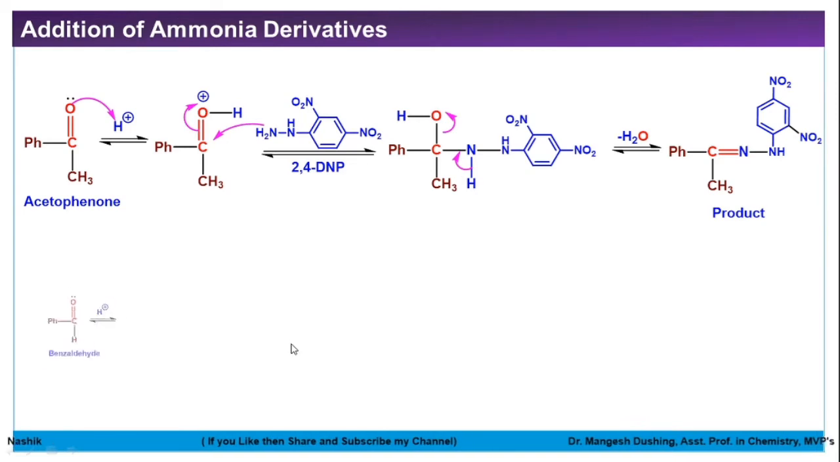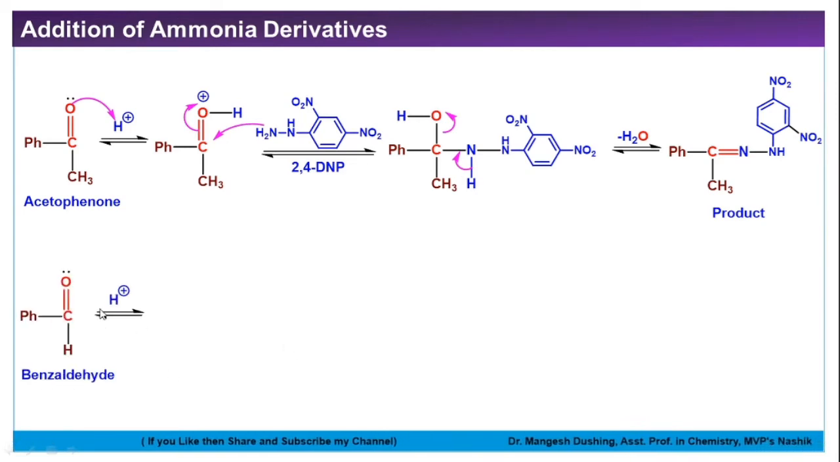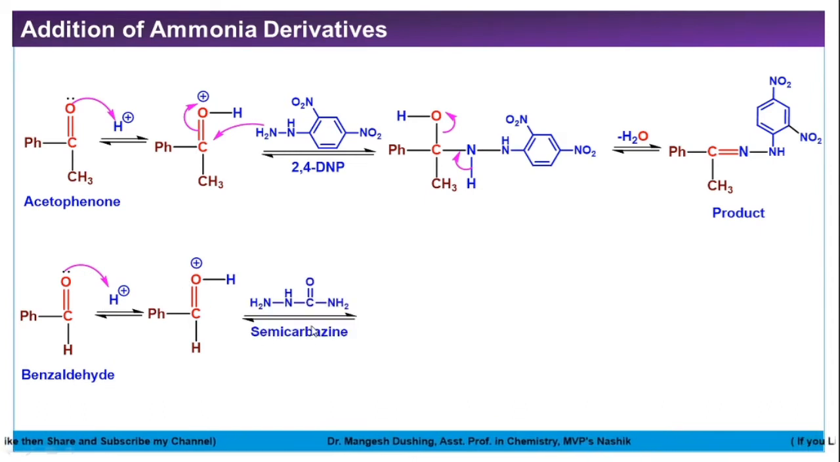Next is the reaction with benzaldehyde. The first step is protonation, so oxonium ion formation. Next base is semicarbazide. So the structure is NH2 NHCO NH2. Now in this case there are three nitrogens. See here, NH2, NH and NH2. This is the amide hydrogen, and this one is also an amide hydrogen. So the amide nitrogens are electron deficient.